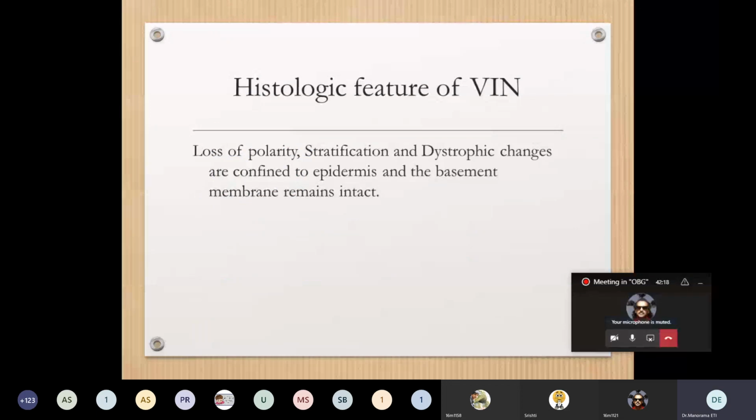Now, VIN is not diagnosed macroscopically. That is, by bare eyes, we cannot diagnose VIN. So what we have to do is take a biopsy of the suspected area, and then what do we see on histology? Definitely there are dysplastic features like loss of polarity, stratification, dystrophic changes confined to the epidermis, and the important thing is the basement membrane is intact. So these histological features will be found when we take a biopsy of the lesion.